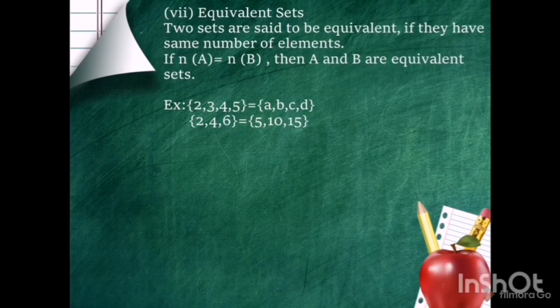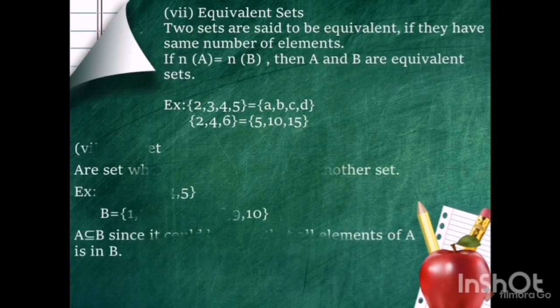Two sets are said to be equivalent if they have the same number of elements. If the cardinality of A is equal to the cardinality of B, then A and B are equivalent sets. So we have here an example. {2, 3, 4, 5} and {A, B, C, D} are equivalent sets because they both have 4 elements. The next one is {2, 4, 6} and {5, 10, 15}. They are also equivalent sets because they both have 3 elements.